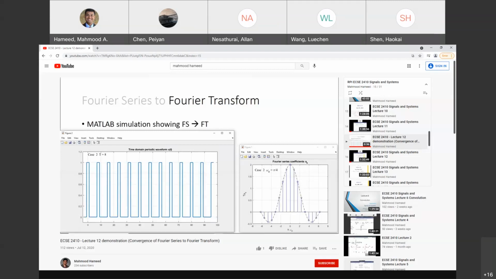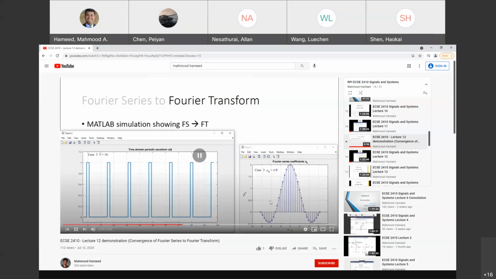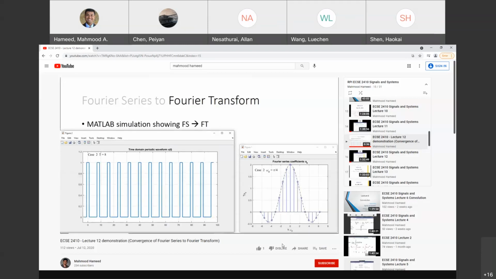I'm going to case number 2 here. Time period is 8, omega naught is pi over 4. What happened? The samples became closer to each other, right? Because omega naught here is pi over 4. So you're sampling at k omega naught: plus and minus pi over 4, plus and minus pi over 2, plus and minus 3 pi over 4, and so on, right? As these pulses are getting spread apart in time, this is getting more and more continuous. Can you see that? Let's take a look. Let's keep going, and you can extend this out to infinity.